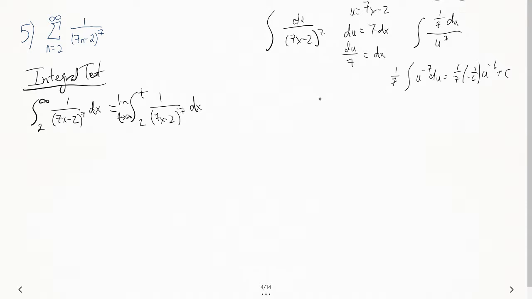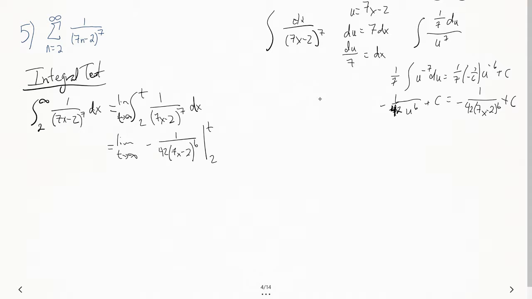And you can see that this becomes -1 over 42, and then we can put the u to the 6 down below too, plus c, and that is the same thing as -1 over 42 times 7x minus 2 raised to the 6th, plus some constant c, which we'll not worry about here in this next step, because what this equals is the limit as t approaches infinity of -1 over 42 times the quantity 7x minus 2 raised to the 6th, evaluated at 2 and t.